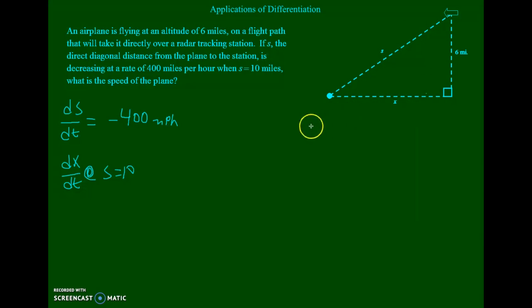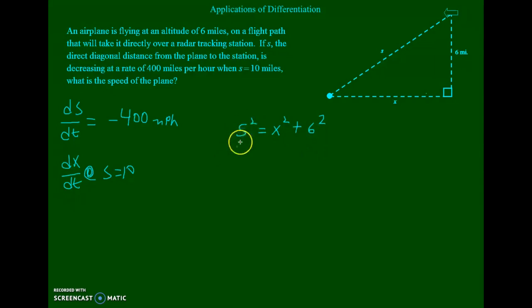So I think the best thing for us to do is write down the Pythagorean theorem. This squared plus this squared is going to equal that squared. So we know that s squared equals x squared plus 6 squared. So there's our equation that relates everything together. And now we have to get our ds/dt and our dx/dt. So clearly we're going to have to differentiate this expression with respect to time.